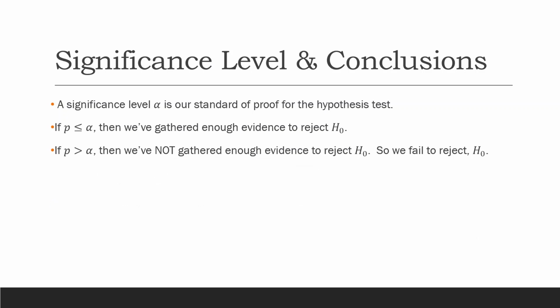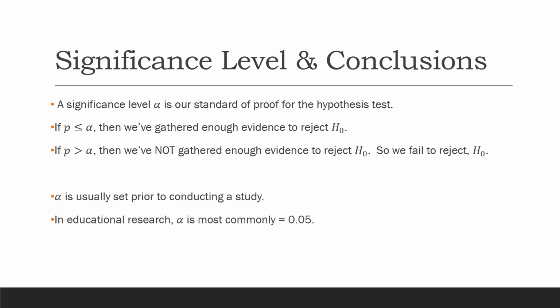If our p-value is less than or equal to our significance level alpha, then we can say that we've gathered enough evidence to reject the null hypothesis. However, if our p-value is greater than alpha, then we've not gathered enough evidence to reject the null, and so we say that we fail to reject. All right, alpha is usually set prior to conducting your study, and most of the studies that are published in education, and social sciences in general, use an alpha of 0.05.